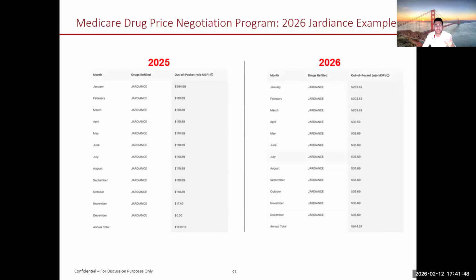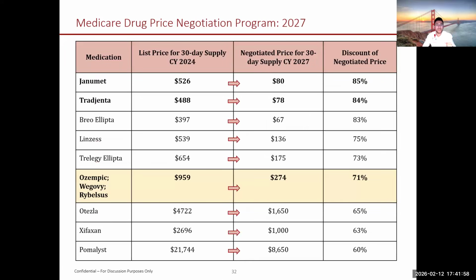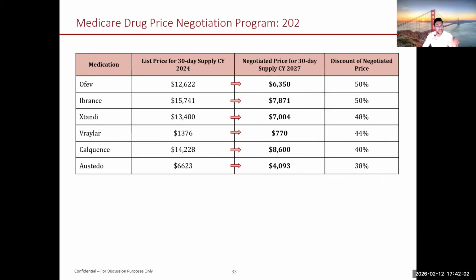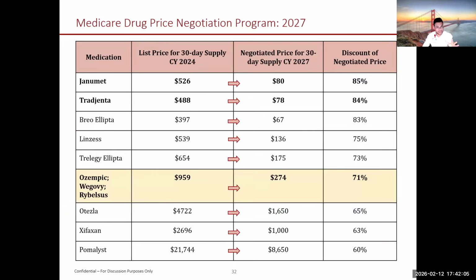So very important to keep an eye on which drugs are on this program. There are a number of diabetes medications on this program because it will directly impact coverage. This is the list for 2027. There's actually 15 drugs, so there's 2 slides on that list. Again, I want to highlight 3 drugs.